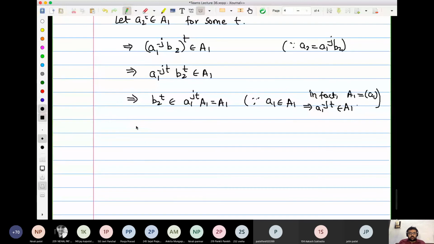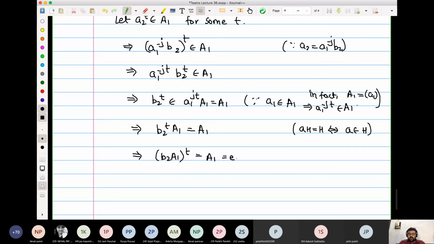Okay, so B2 power this belongs to the, what is the coset? B2 power T A1 is A1. AH equals H if and only if A belongs to H. This we know. So B2 power T belongs to A1. That implies this coset is, but then what is this coset? This means B2 A1 power T equals A1, which is nothing but EA1.